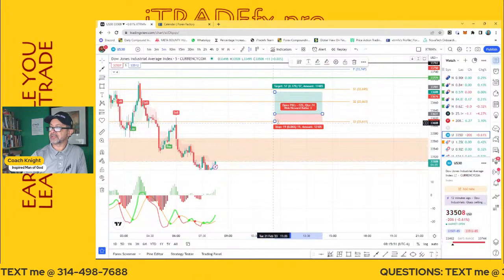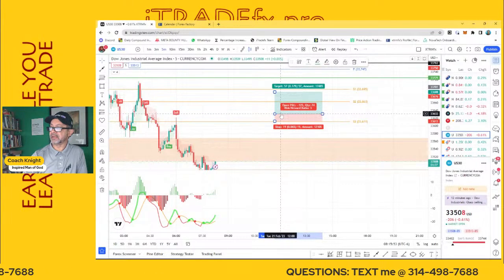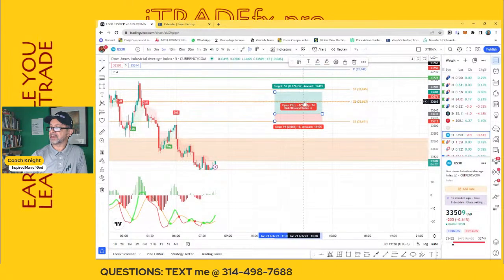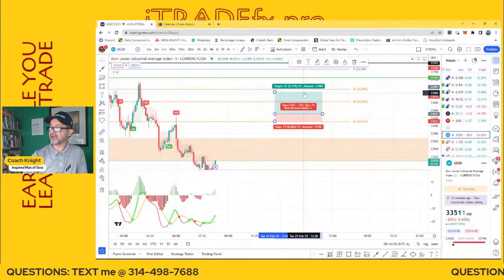It's going to blow past this. I want it to get way past my S3. Price is going to open here. It's going to run up here. It's probably going to hang on this S2, and then it's going to bust through, and I'll take profit here.